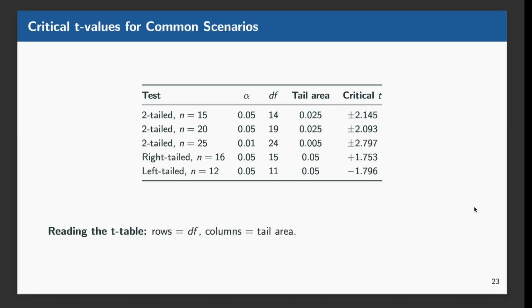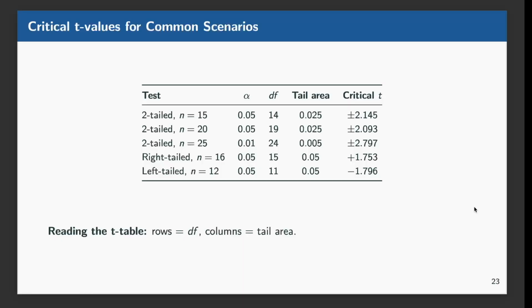Here is a worked reference table, so you can see the pattern clearly before we use it for a real problem. For a two-tailed test with n equals 15 at alpha 0.05, the degrees of freedom is 14, and the critical t is plus or minus 2.145. With n equals 20 at that same alpha, degrees of freedom 19 gives plus or minus 2.093. With n equals 25 at alpha 0.01, degrees of freedom 24 gives plus or minus 2.797.